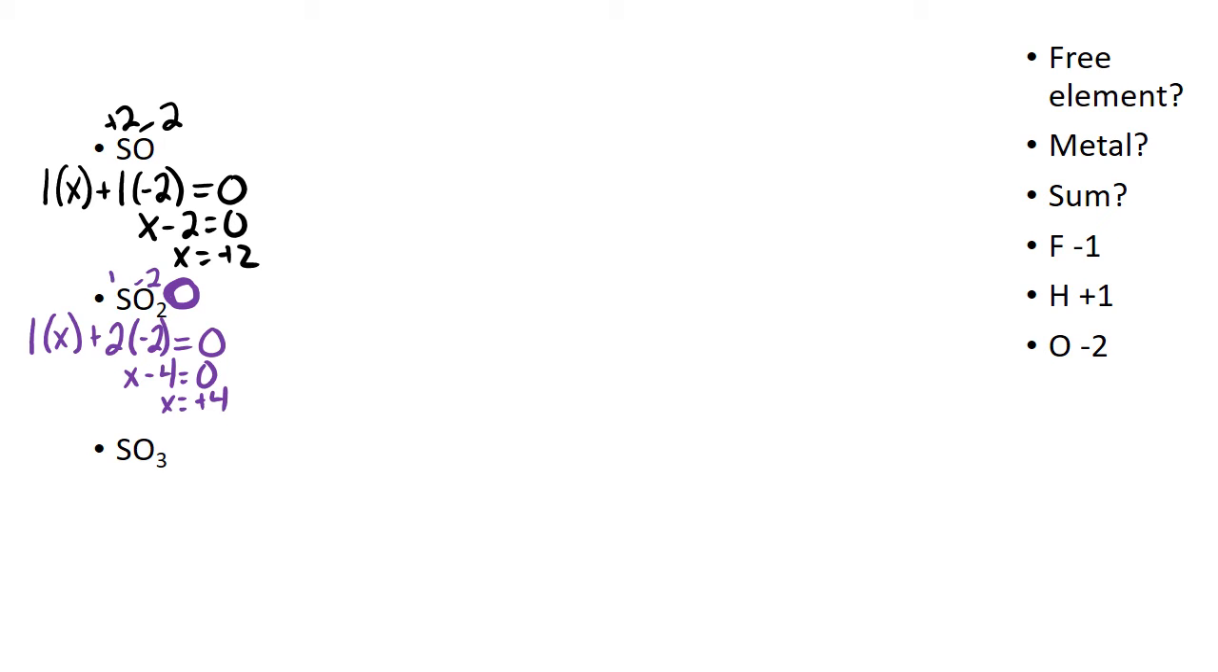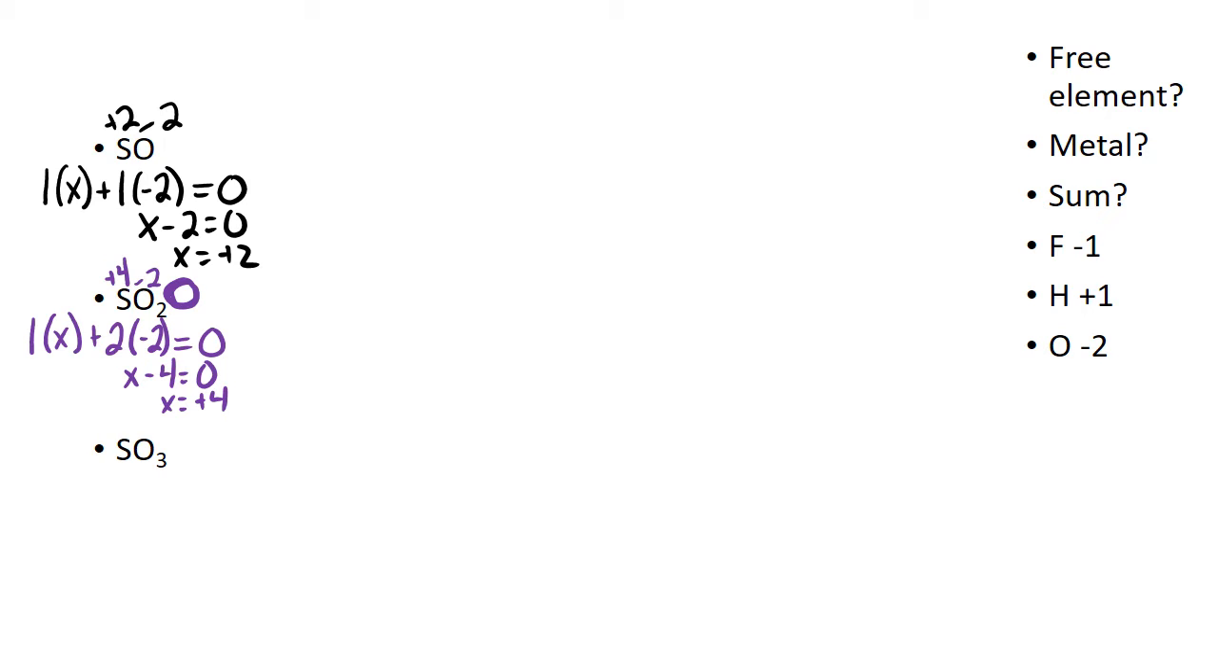X equals +4. So if you notice in these 2 examples, even though they're both just sulfur and oxygen, the oxidation number of sulfur has changed. That's very, very common. Sulfur likes to have different oxidation numbers.